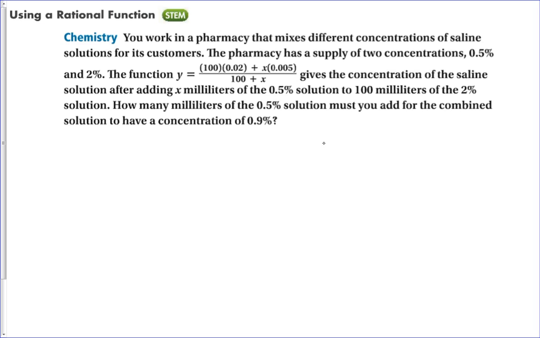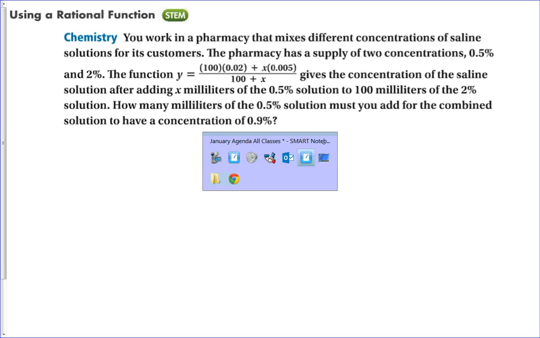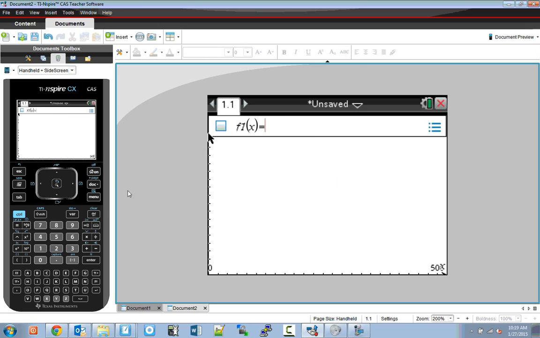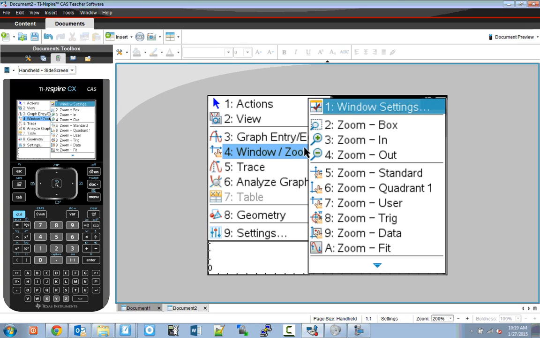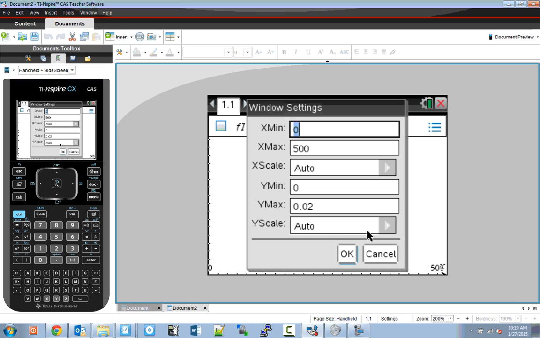All right. Well, this is actually fairly easy to figure out. Let's flip over to my graphing calculator here. We're going to need to reset the window to match this.